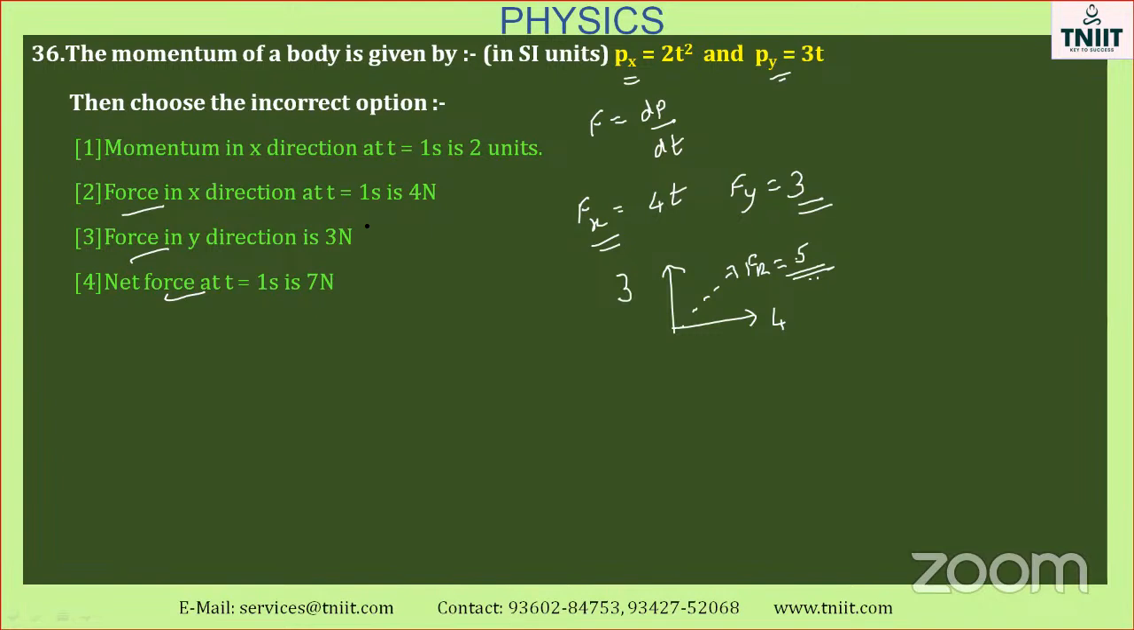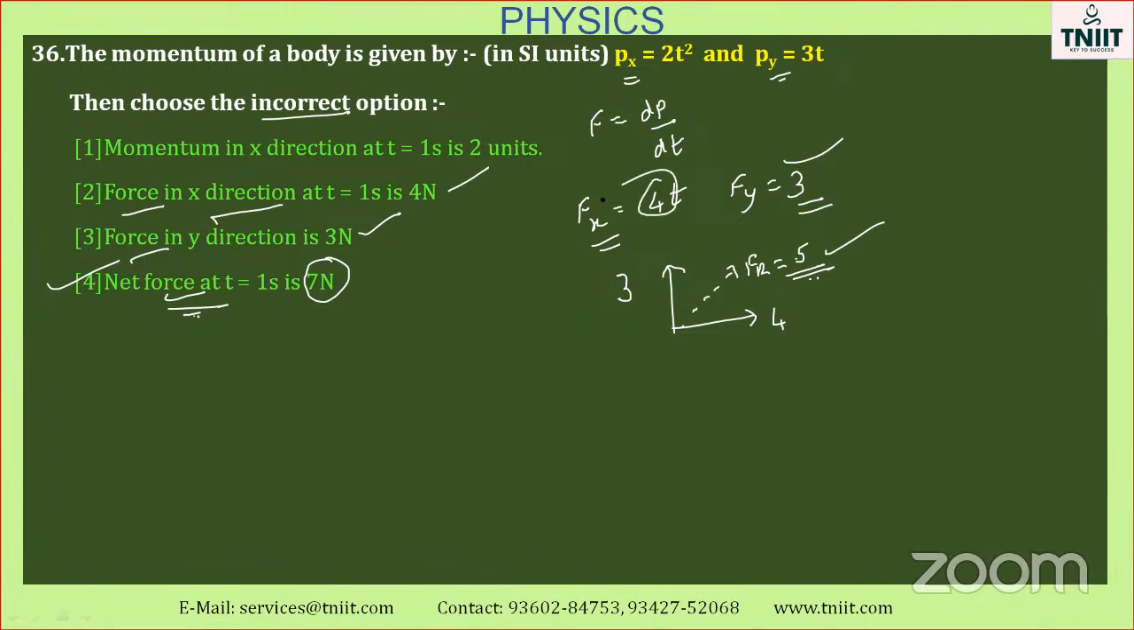So wait. They are expecting the incorrect statement. The net force is actually 5 Newton, but they have given the net force as 7 Newton, which is wrong. The wrong statement is this, because force in y direction is 3 Newton, correct? No. Force in the x direction is 4 Newton.